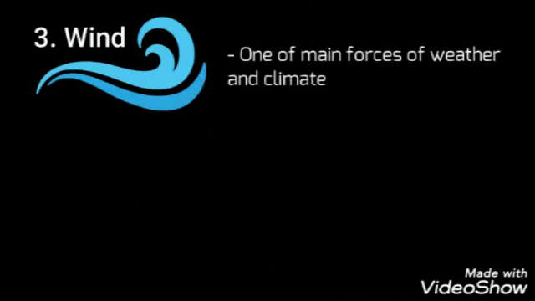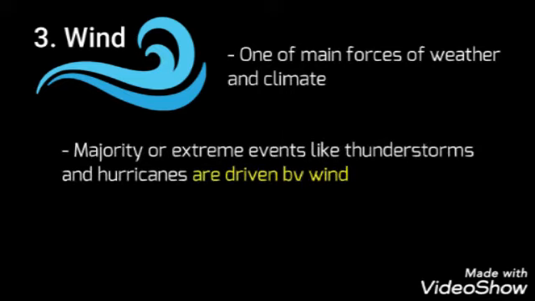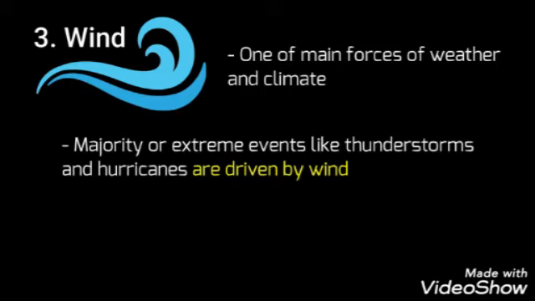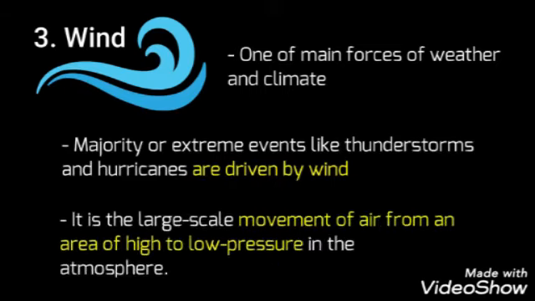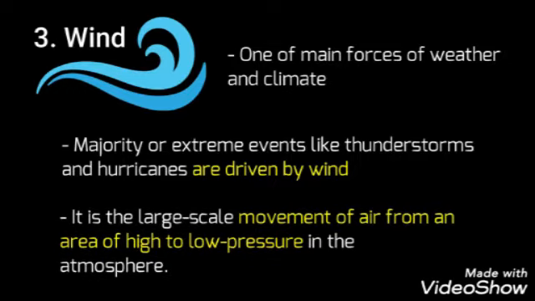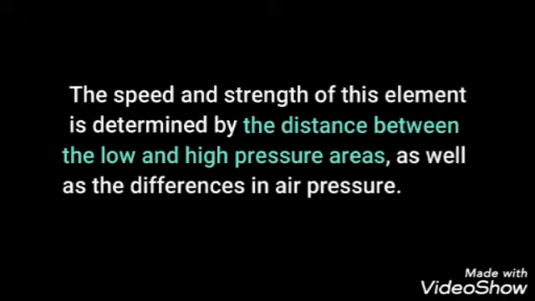Wind, the movement of air, is one of the main forces of weather and climate. The majority of extreme events like thunderstorms and hurricanes are driven by wind. Wind is the large-scale movement of air from an area of high pressure to an area of low pressure in the atmosphere. The speed and strength of this element is determined by the distance between the low and high pressure areas, as well as the differences in air pressure.